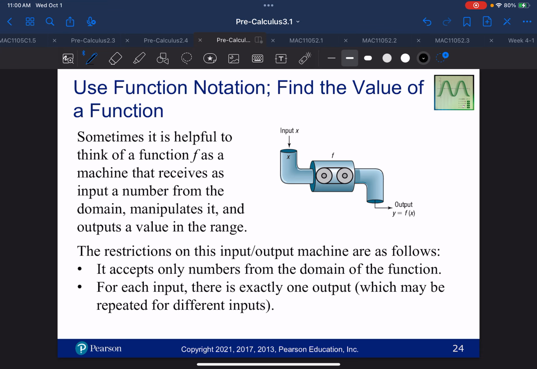Okay, I'm going to let you read this. You can pause it and read it yourself, but it's pretty much just saying that functions are like a machine. So for example, if I had this function, x is the input, so I put a number in for x as my input, and then whatever that is equal to for my y, that would be my output.